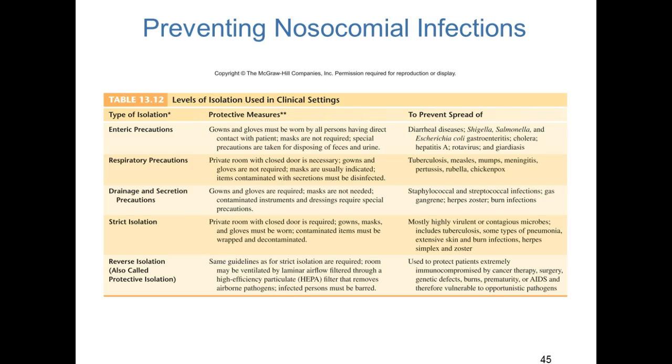Reverse isolation or protective isolation is done primarily to protect the patients, and it's protecting those patients that are extremely immunocompromised. Perhaps they have HIV, they've had surgery, there's a genetic defect, or they are undergoing cancer chemotherapy.